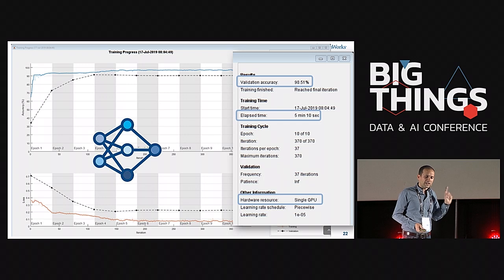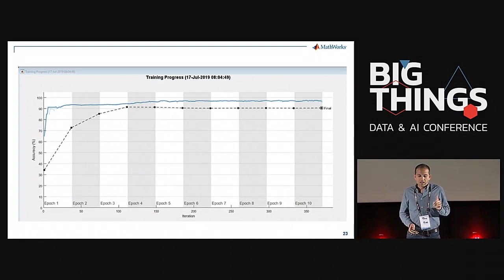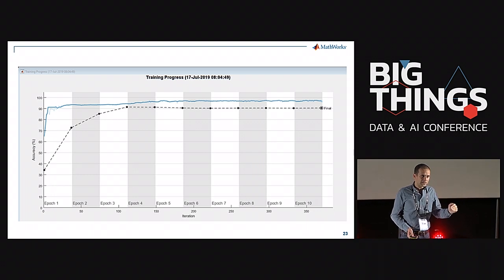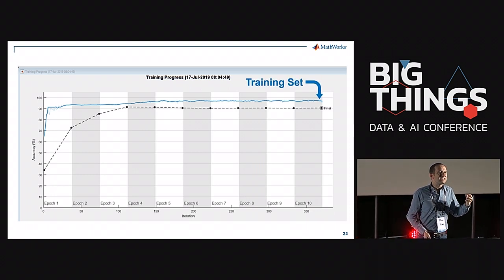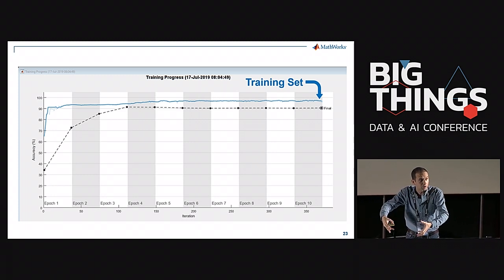Right, so validation accuracy. Let me use this as an important point to segue. Two lines here, a blue and a dash-dotted line, okay? These are telling us two different bits of information. The blue tells us the accuracy on the data that we're actually using to optimize the weights of the network, okay? That is data that is actually going into the computations.